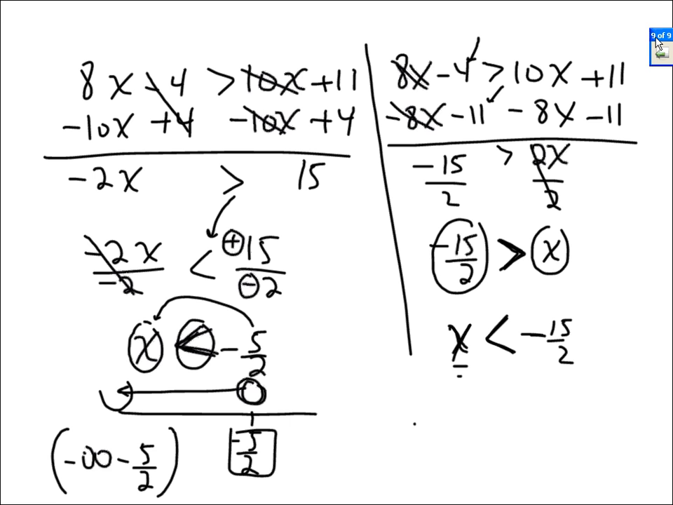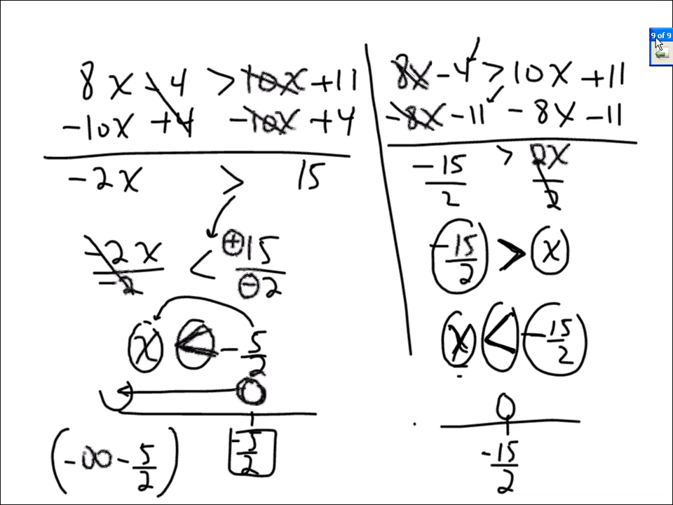Okay, now that I have x first, I write down this number, negative 15 halves. It does not say equal, so it's an open circle. And now that x is first, I go in the direction that the arrow points to, namely the left.